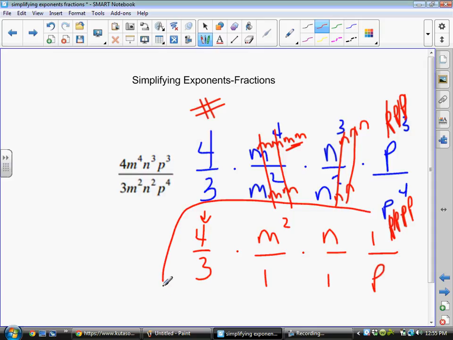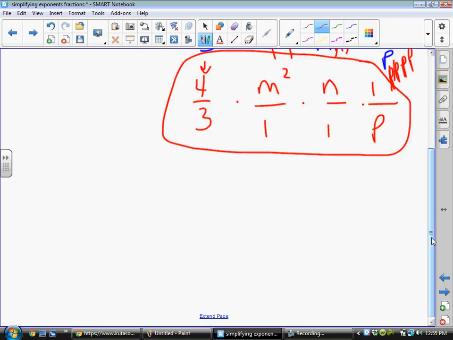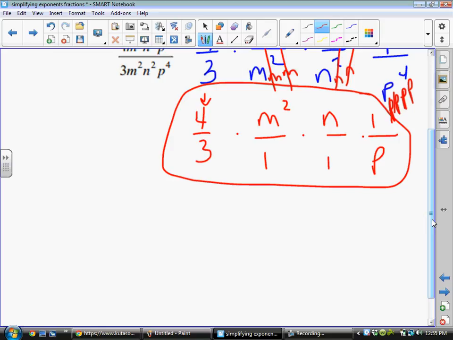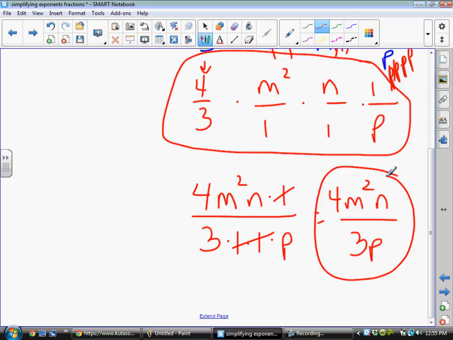So here's what we have with all 4 of our separate parts simplified. Now I'm just going to squish them all together. On the top, everything that I have on the top of each of these individual fractions is going to become the top of one fraction. And on the bottom I have 3 times 1 times 1 times p. The times 1, that part doesn't really matter a whole lot because that doesn't change it. So I really have just 4m squared n over 3p. That's our most simplified form of the original problem.